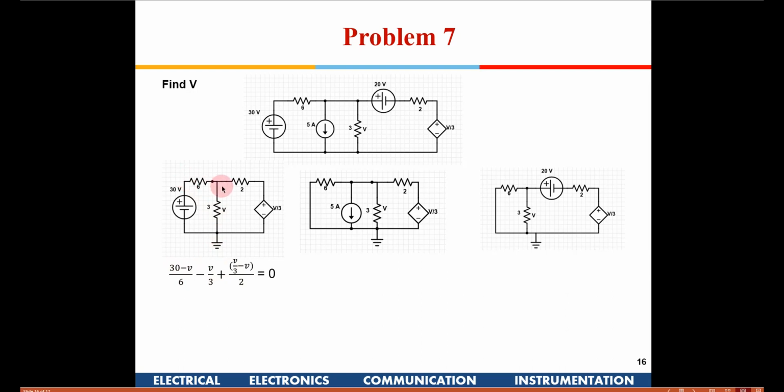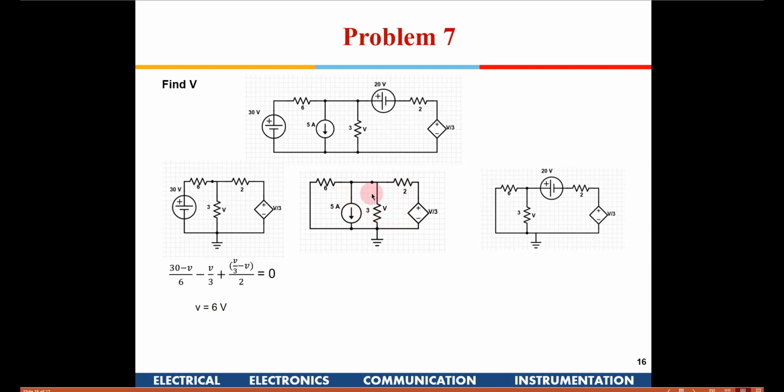So coming in will be (30 minus V) by 6. Here it is going out, because V is here and it is ground out here, so it will be minus V by 3, the current is going out, and the current which is going to come into this is going to be V by 3 minus V by 2. Okay, so with this we get 1 voltage out here.